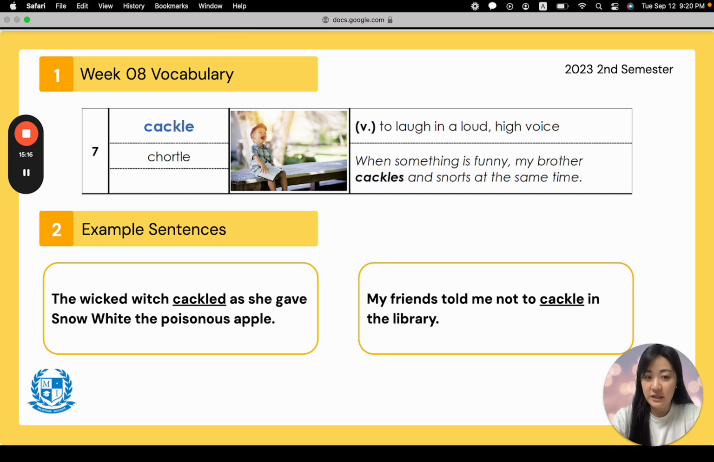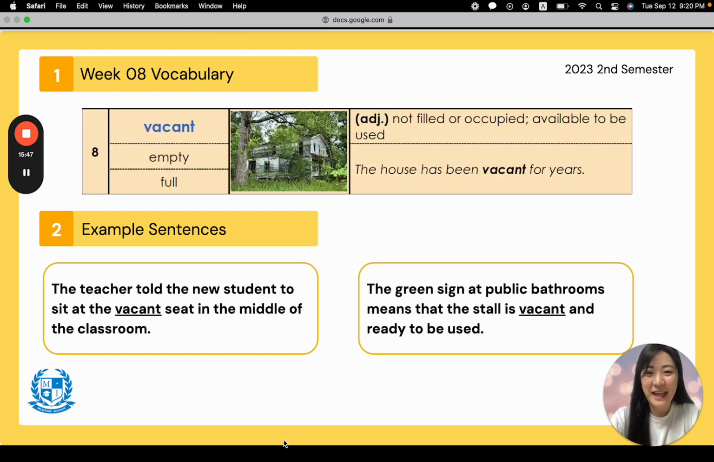Oh, here's another way to understand the word a little bit better. The example sentence at the bottom says, the wicked witch cackled as she gave Snow White the poisonous apple. Like a witch's laugh, cackle. Also, when should we not do this? Example 2 says, my friends told me not to cackle in the library because in the library we must be quiet. Good, everyone say cackle. Good job.